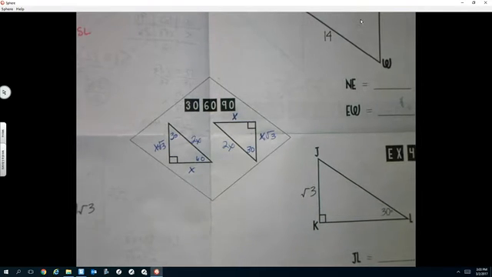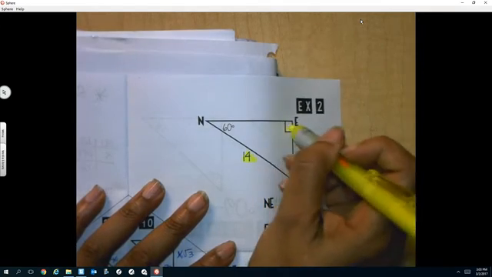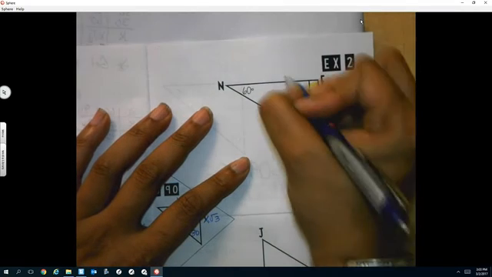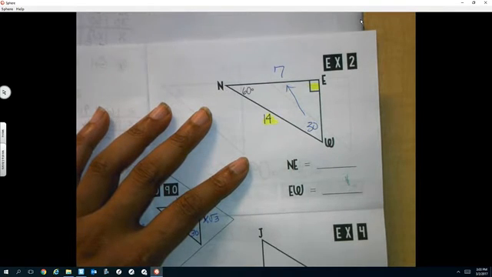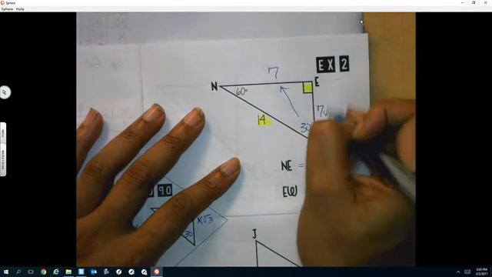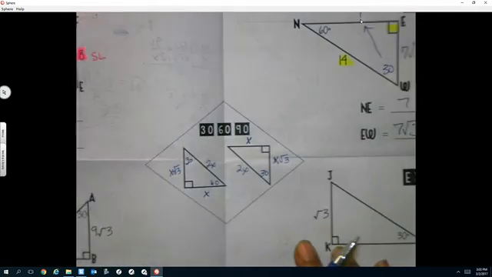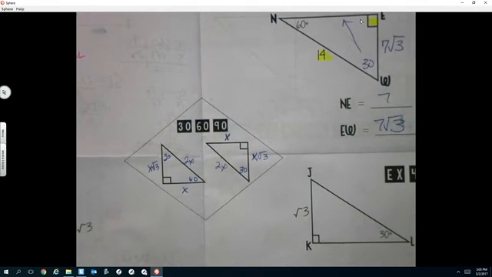Okay, so on example 2, you have 14. 14 is opposite the 90, so that's your hypotenuse. This would be the 30, so that has to be 7. It's half the 14. What's the long leg? 7 square root of 3. Try example 3 and 4.